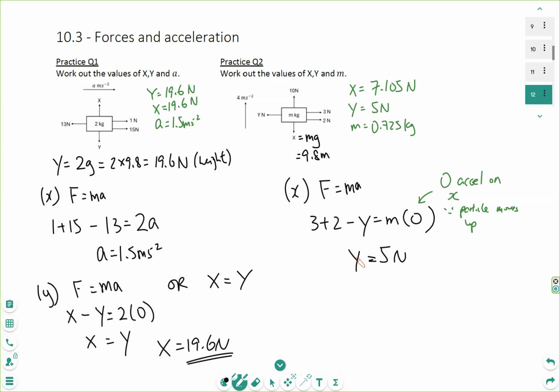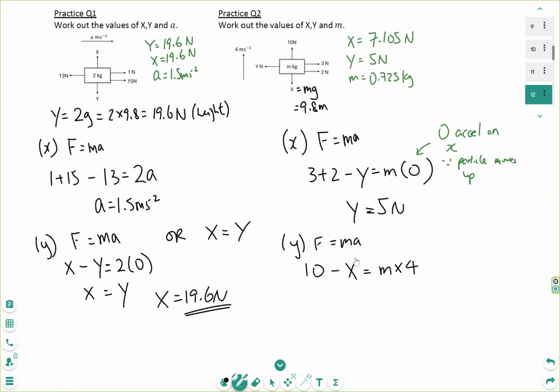So y equals 3 plus 2, which is 5 Newton. Now, what about vertically for y? F equals ma. The particle is going up, therefore the resultant force will be 10 minus the bottom force. 10 minus x equals the mass times acceleration 4. We know x is 9.8m, so 10 minus 9.8m equals 4m.